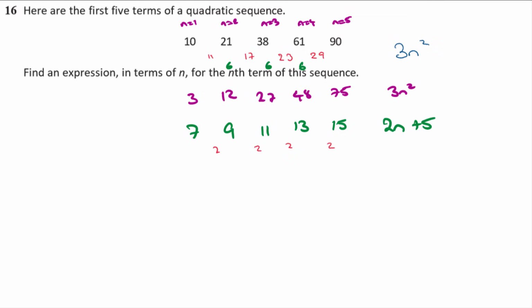Okay, so then we combine these 3 bits together to work out that the nth term of this quadratic is 3n squared plus 2n plus 5.